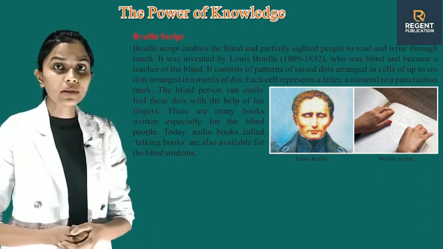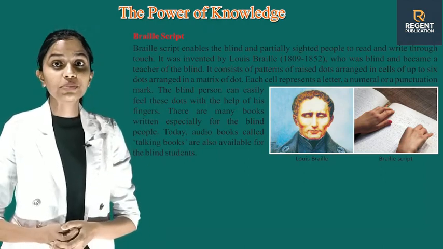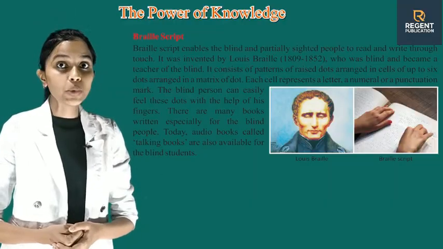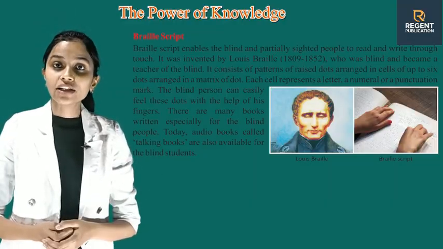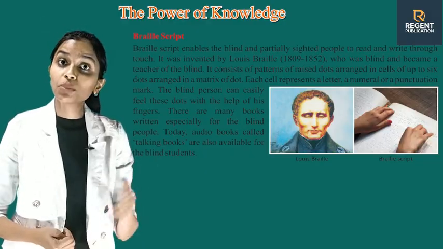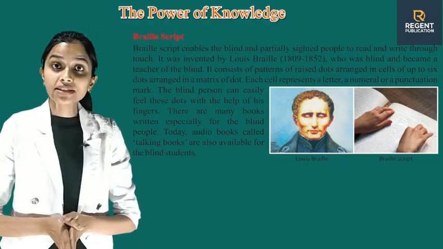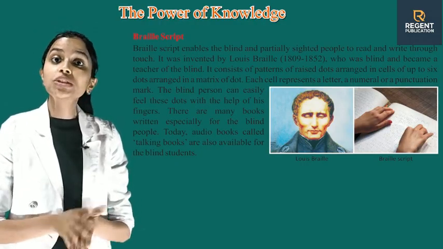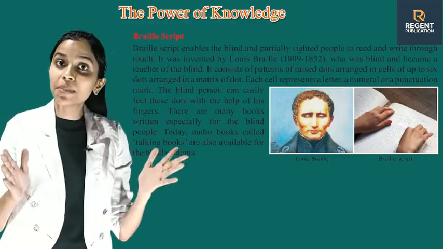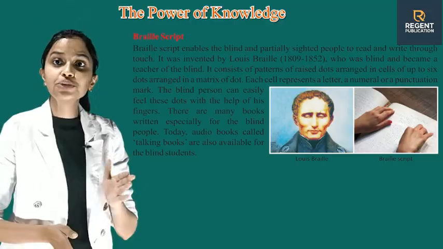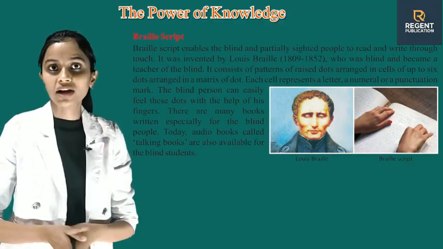Braille script enables the blind and partially sighted people to read and write through touch. It was invented by Louis Braille, 1809 to 1852, who was blind and became a teacher of the blind. It consists of patterns of raised dots arranged in cells of up to 6 dots arranged in a matrix of dots. Each cell represents a letter, a numeral or a punctuation mark.